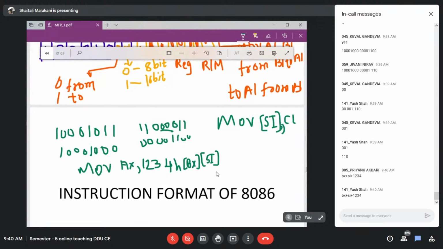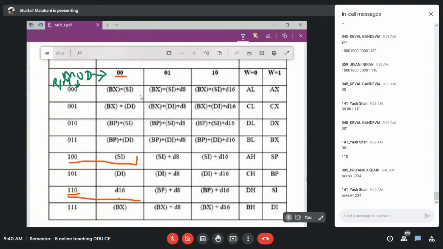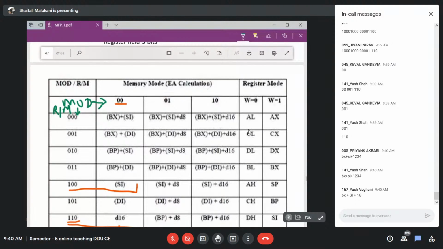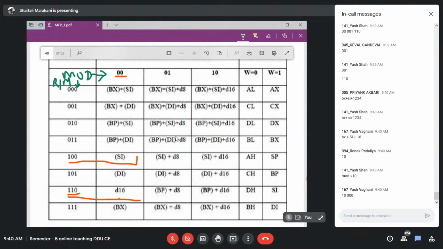Yes, BX plus SI plus 1, 2, 3, 4. So just tell me, I'm not going to solve it totally, but can you tell me what will be the mode and R/M value from this table? BX plus SI plus 16 bits. So what is the mode and R/M value? Mode is 10 and R/M value is 000.